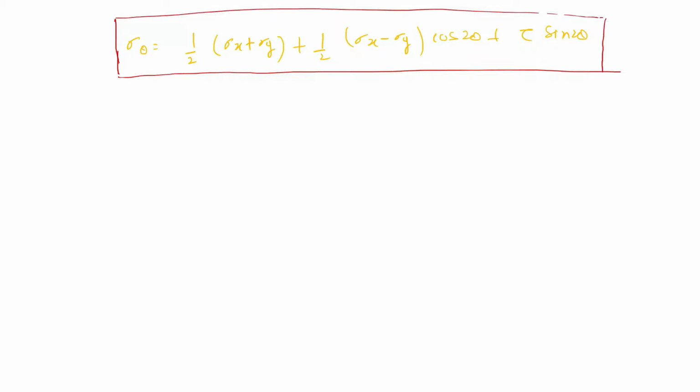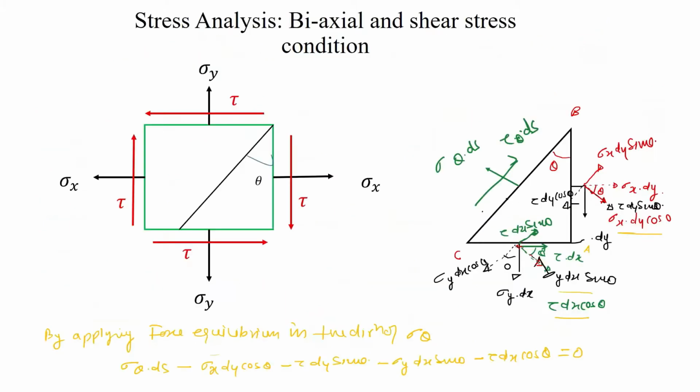on the inclined plane when the element is subjected to two perpendicular biaxial stresses and shear stress simultaneously. Now to find tau theta, we can apply the force equilibrium approach in the direction of tau theta. In this direction there is the force tau theta ds, then sigma y dx cos theta, tau dx sin theta, sigma x dy sin theta, and tau dy cos theta. Applying force equilibrium in this direction gives the expression for tau theta.